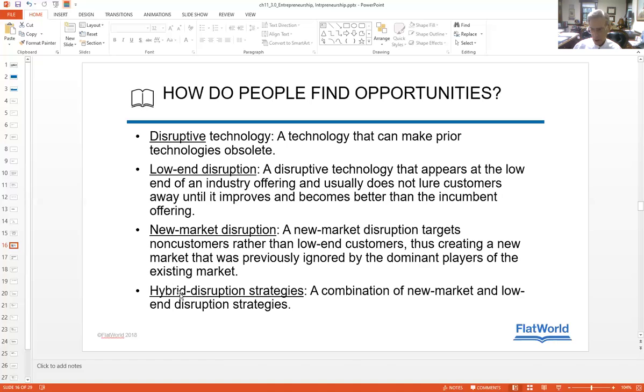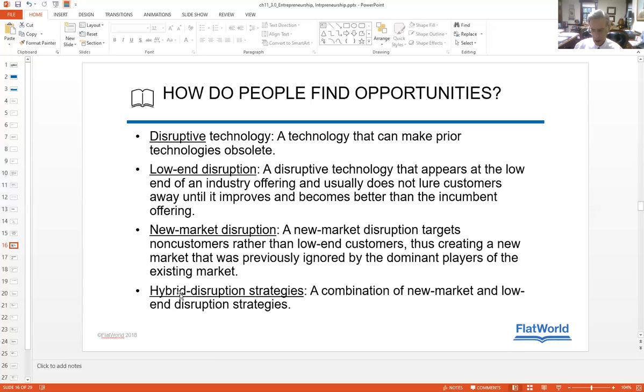But at the low end, the disruption or the innovation doesn't lure customers away from the mainstream of the industry. New market disruption certainly can do that. This is where a brand new market is created, such as when Apple created the iPod. There was no market for the iPod. Apple created it and created a whole new market for mobile music and all the things that went with it, including the iStore and buying music and apps from the cloud. So a whole new market was created by that innovation.